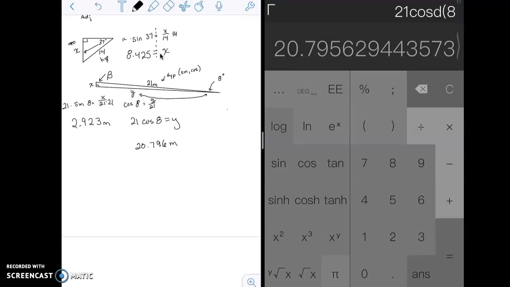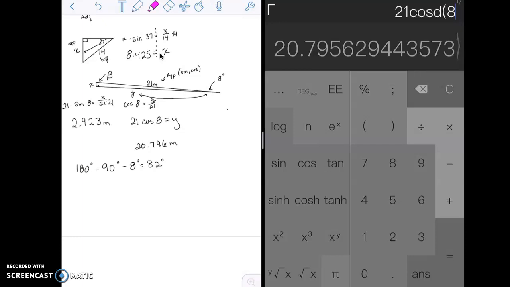Let's see, I want to solve for angle beta. How would I find the measure of angle beta without doing trigonometry? Correct, 180, because that's how many degrees is in a triangle, minus 90 minus 8 degrees. So that's going to be 82 degrees. Very good. How can I prove that B is 82 using trigonometry?